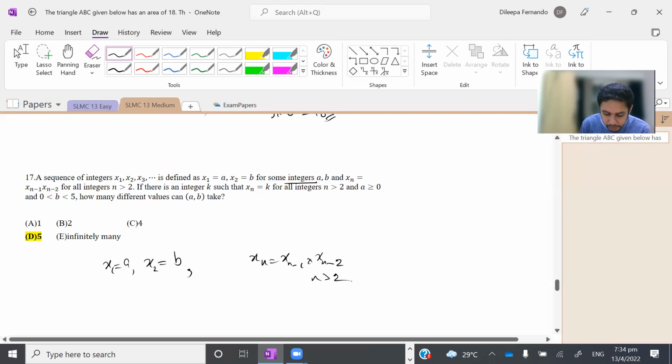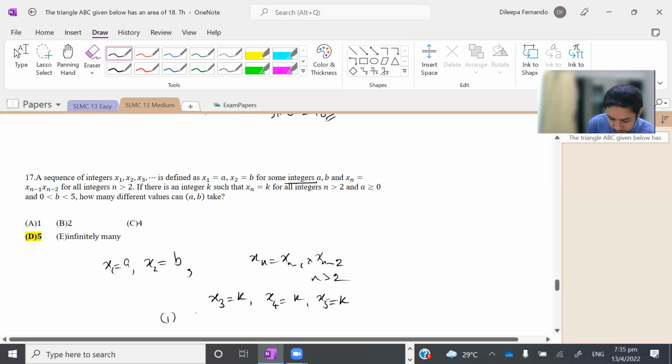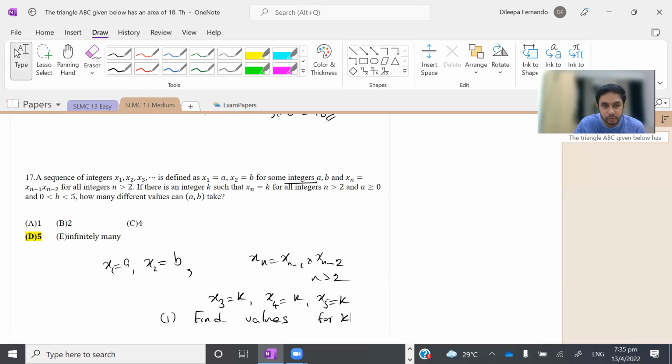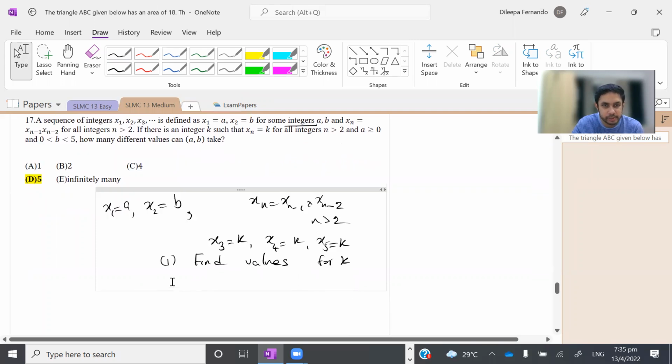Okay. Now first we have to gather the information, we have to process the information that x3 equals k, x4 equals k, x5 equals k, because this is a very strong constraint. By using this strong constraint, we can find values for k. Right? So this is the method. Find possible values for k. And for each of these possible values, we can determine what are the possible a, b values.